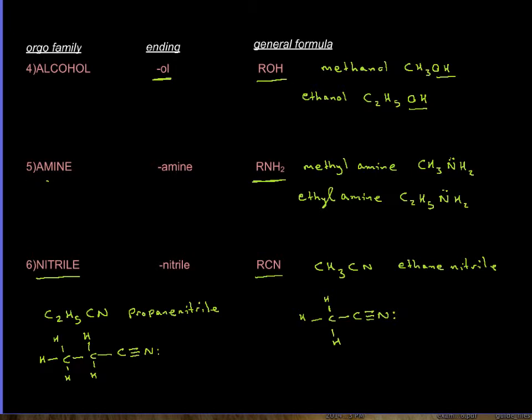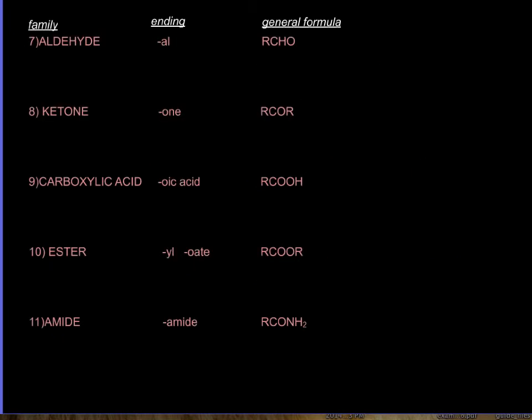Now let's look at the remaining functional groups. And I categorically put them together. We'll see why. So we have aldehyde, which ends in al, ketone, which ends in one, carboxylic acid, whose last name will have oic acid in it, and ester, which is a combination of alcohol and carboxylic acid. Therefore, it's the first name of the alcohol, the last name of the carboxylic acid, and it has a yl and oate. You'll see an example. And finally, you have amide, which is a combination of a carboxylic acid and an amine group.